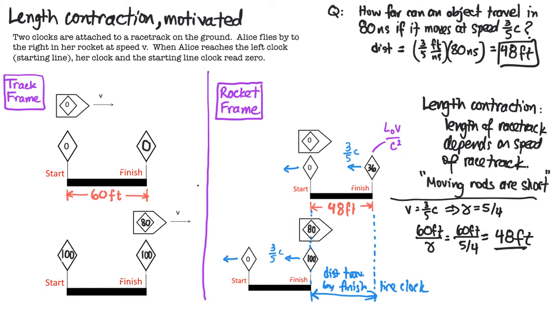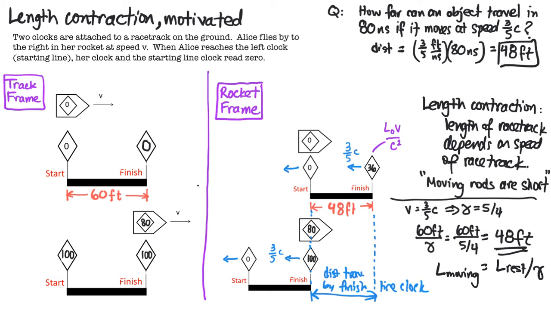Is this a coincidence that the rest length of the track divided by gamma is equal to this 48 feet that we calculated before? No, it's not a coincidence at all. That is exactly length contraction. So length contraction says that the length of a moving object is equal to the rest length divided by gamma. Okay, and we've shown that that's the case for this one specific example with the specific numbers that we're using here, but we'll show in another video that it's true in general, using symbols instead of numbers.